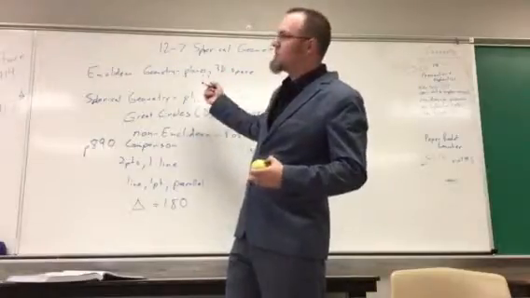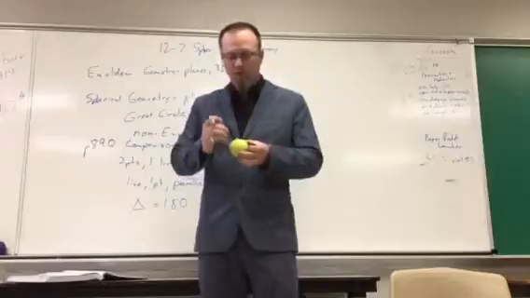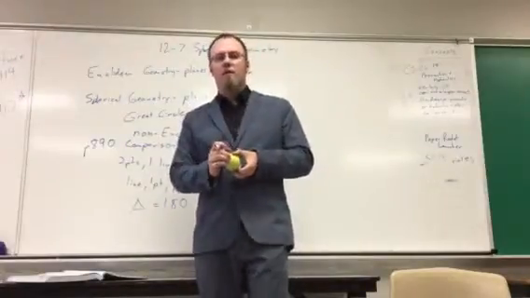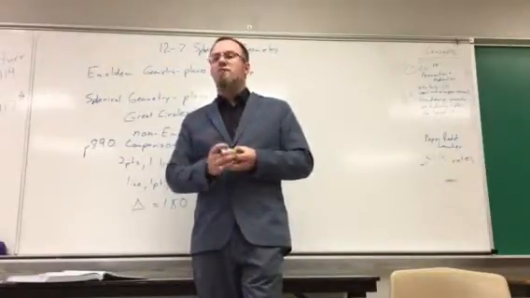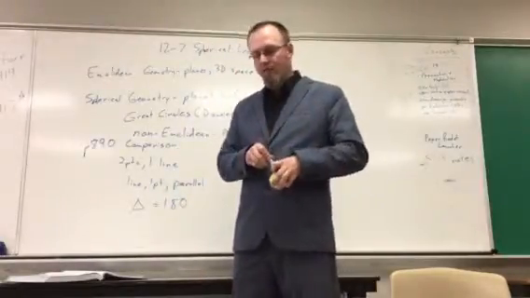But when we're talking about spherical geometry, in this case, these are 90-degree angles, 90-degree angles, and we've got another angle up here at the top. Because we have two 90-degree angles already, we're going to have more than 180 degrees in that triangle.